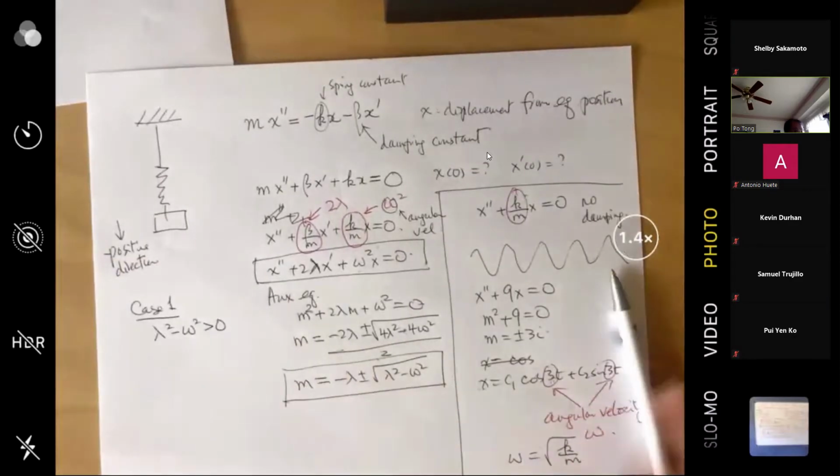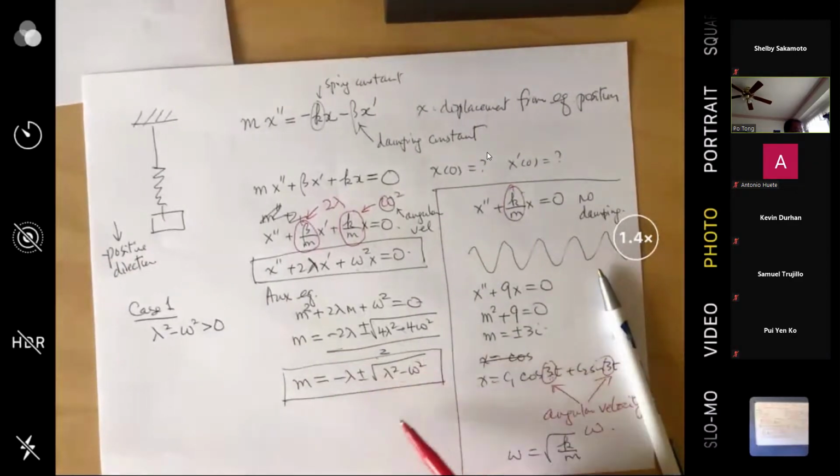If this guy is bigger than 0, this guy is bigger than 0, do we end up with complex numbers? No, no complex number. Complex number will need sine and cosine, right? Without the complex number, it will be just exponential. You guys know what I'm talking about? It will be just exponential. So this is the case where the answer is going to be some exponential stuff, okay?